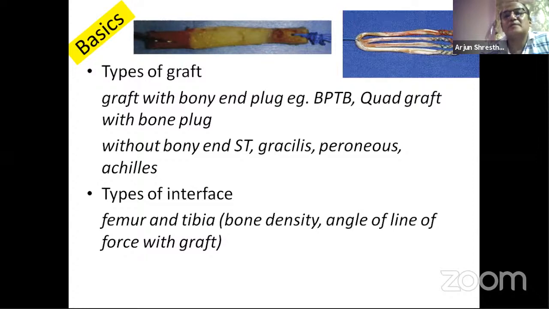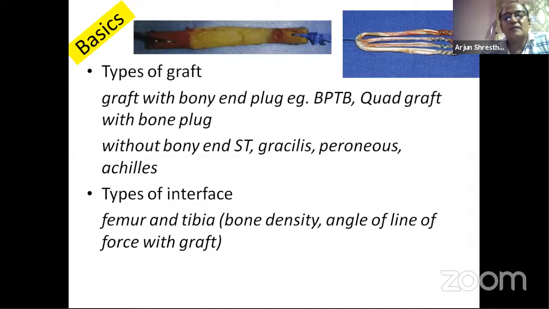For example, the hamstring, most commonly the semitendinosus and gracilis. Now the peroneus and the Achilles tendon are also coming up. These grafts don't have bony ends. They have only soft tissue. The other point is when we fix the graft in the femur or tibia, the bone density inside the femur and tibia is different, because the tibia is very much cancellous, just below the articular surface.